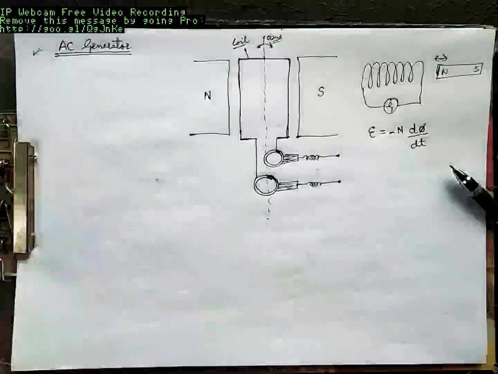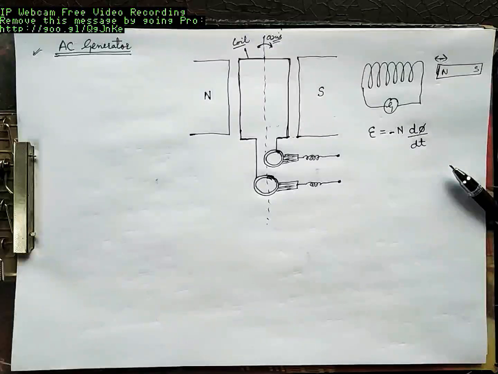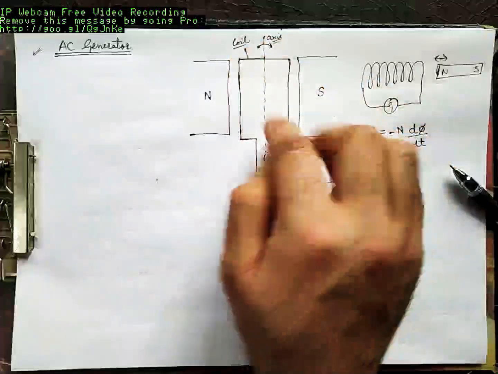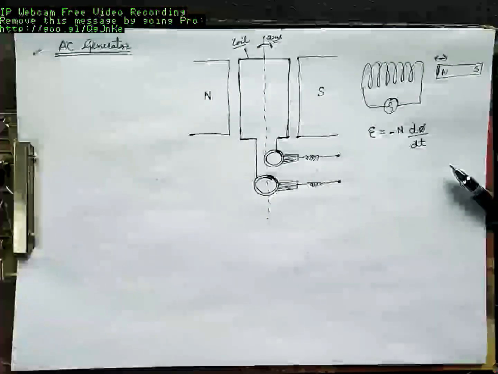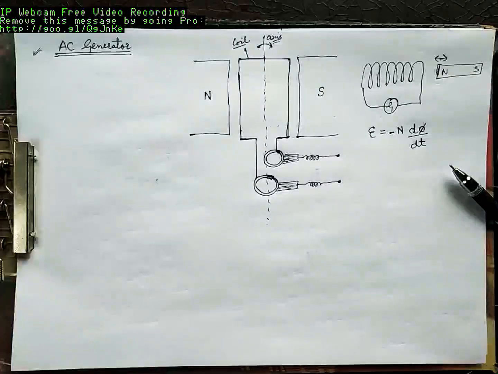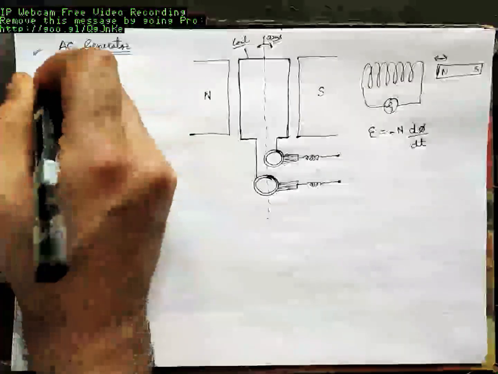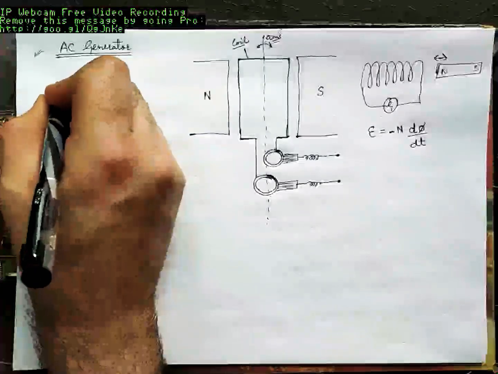What I mean to say here is, if you have a coil over here and you rotate this coil inside a magnetic field, does the flux passing through the coil remain the same, or does the flux passing through the coil change? I'm explaining this working, or principle.